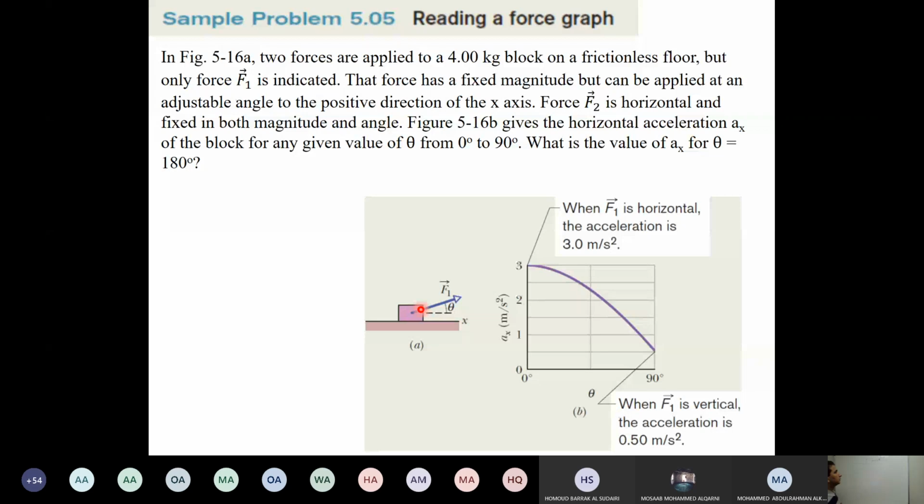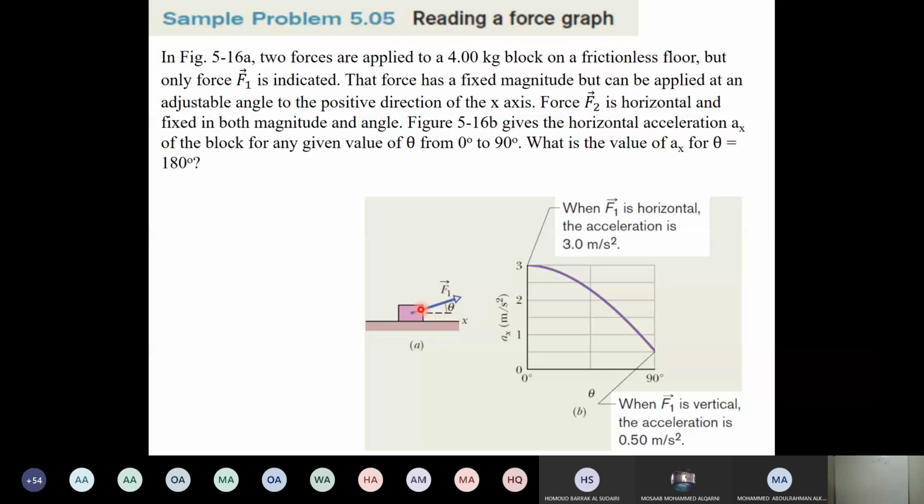But also, we know that there is a force, and suppose that force, for now at least, is horizontal, and it has fixed magnitude and angle. So just suppose it like this. If it is along the positive x-axis, at the end, if we determine that F2 is negative, then it means that it is pointing along the negative x-axis, opposite to what we supposed.